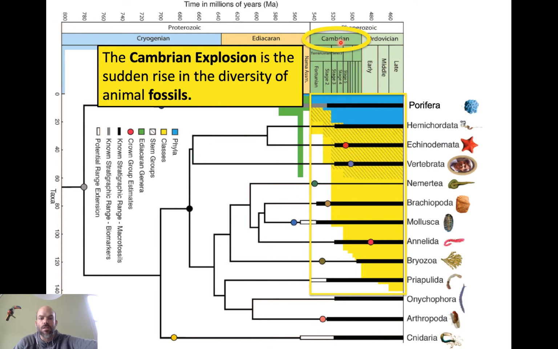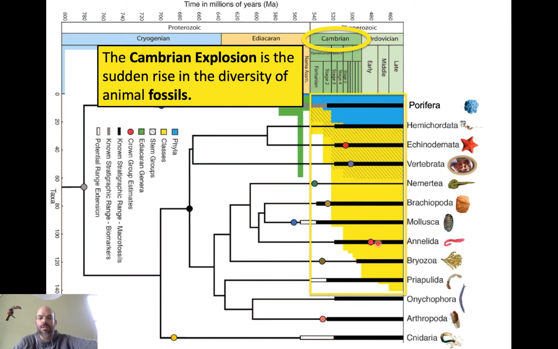So why do we talk about the Cambrian explosion? Well, that's because that's when we start seeing a huge rise in the diversity of the fossils. And that is what is being shown in this yellow shaded area. So you see in the legend, this is the number of classes represented by the fossils that were detected in the rocks of this age.